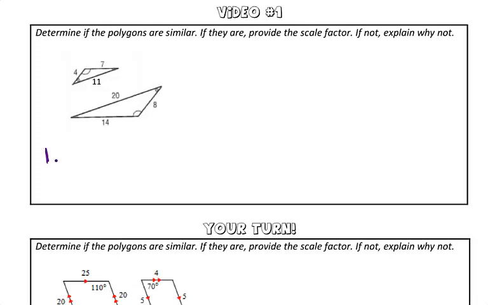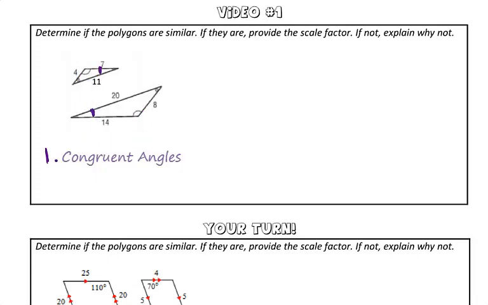So, for number one, we know that this mark here tells us that these two angles are congruent. So, these angles are congruent. We also know that based on this congruent arc mark, those angles are congruent. And that leaves us with these last two angles.